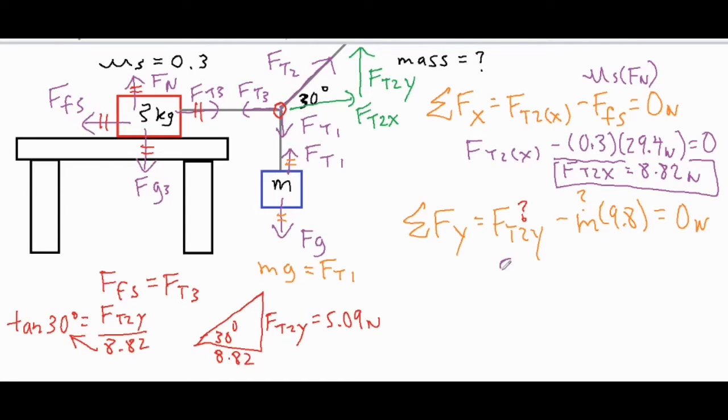So now if we know this is 5.09 newtons, we can add this mg to the other side, so it equals m times 9.8. And then just finish off dividing both sides by 9.8, and then we have our mass.